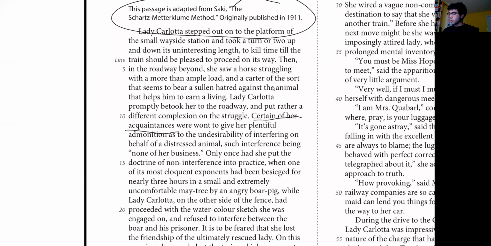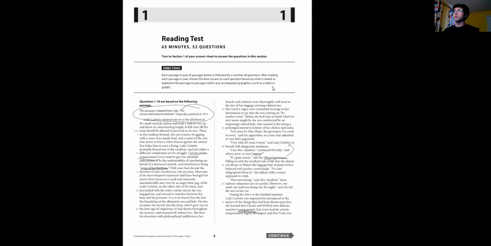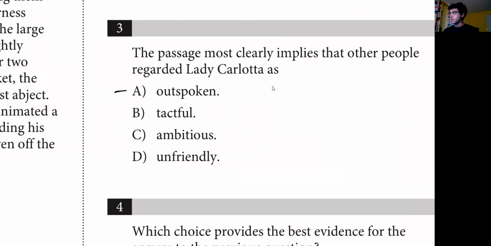Certain of her acquaintances were wont to give her plentiful admonition as to the undesirability of interfering on behalf of distressed animals, such interference as being none of her business. That's exactly what it was. That's a perfect example as to why she was outspoken. Everything else doesn't really make sense.